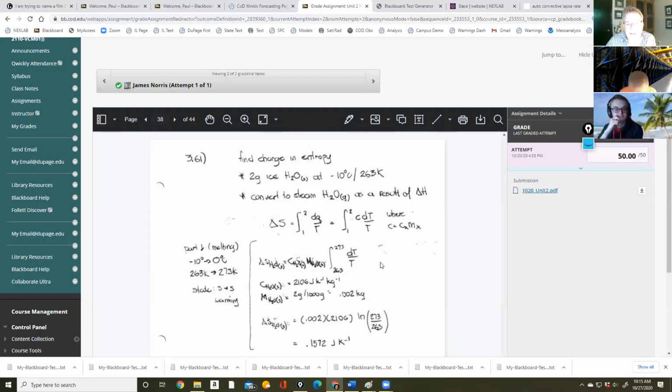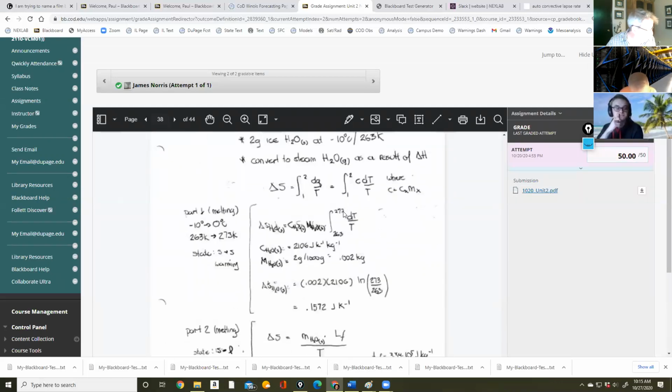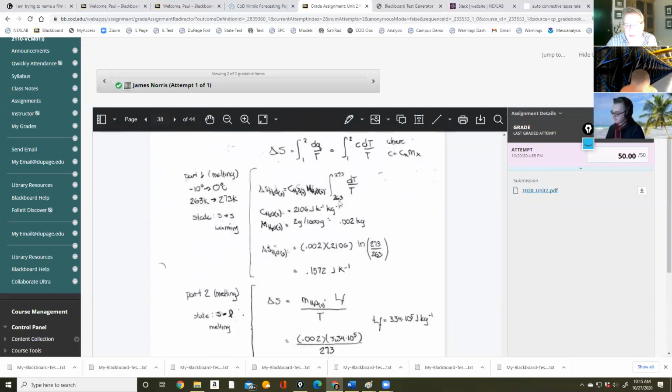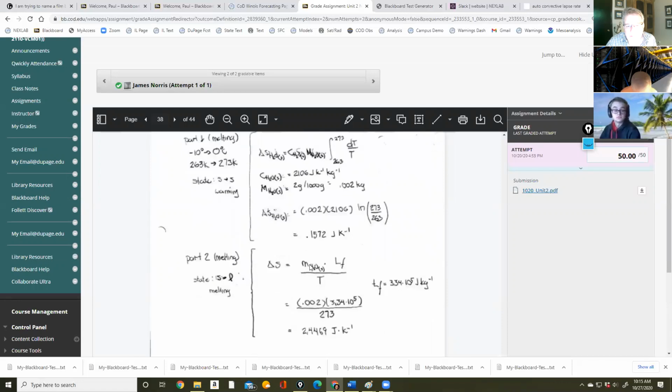So what Jim did here is break it up into 4 parts. One of them is to raise the temperature from 263, from -10, to 273. You raise the ice; the specific heat of solid water is 2210 joules per kilogram Kelvin for ice. And then we get 0.1572 joules per Kelvin. Now think about that. How much entropy changes when I'm raising the temperature of ice? Hardly any. That's what you have to think about.